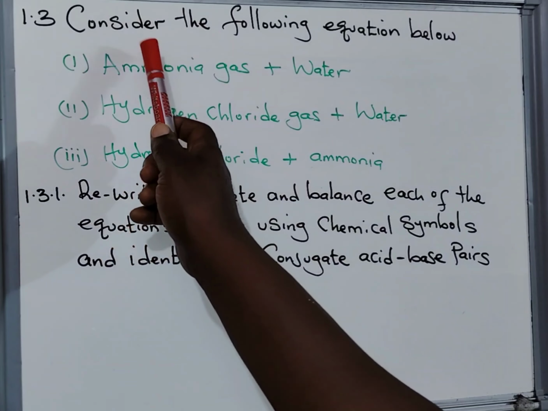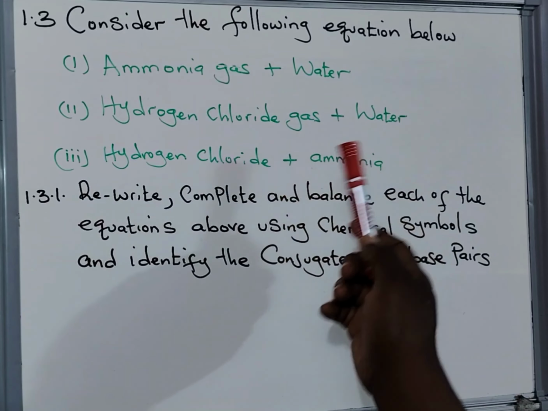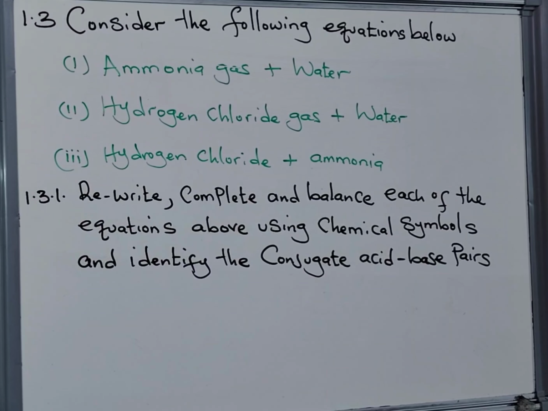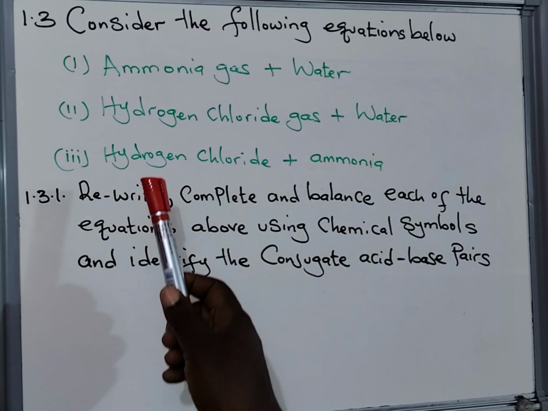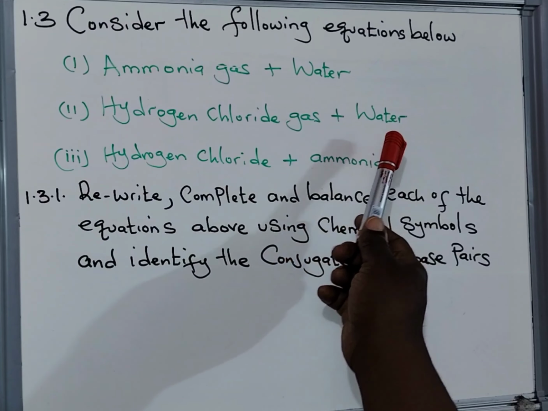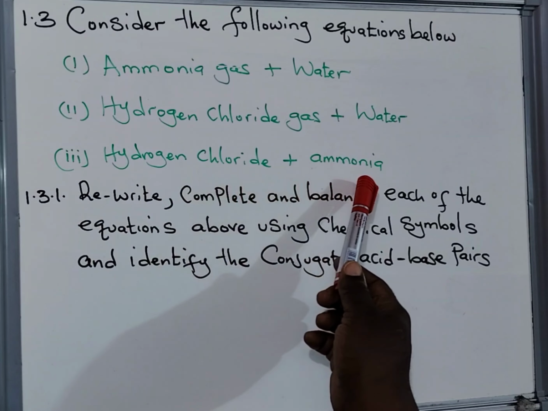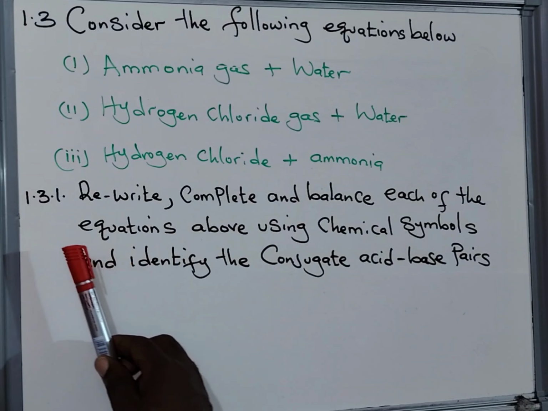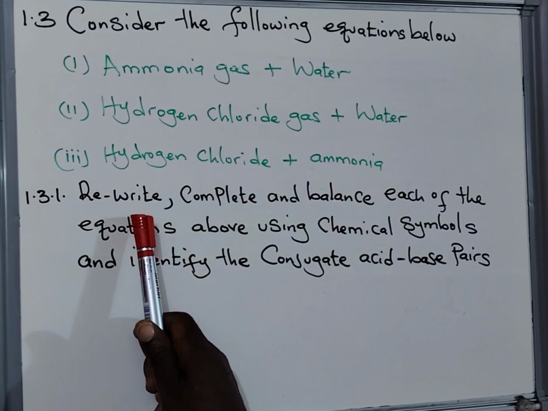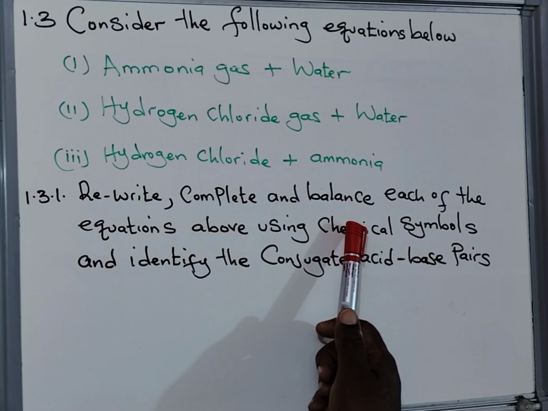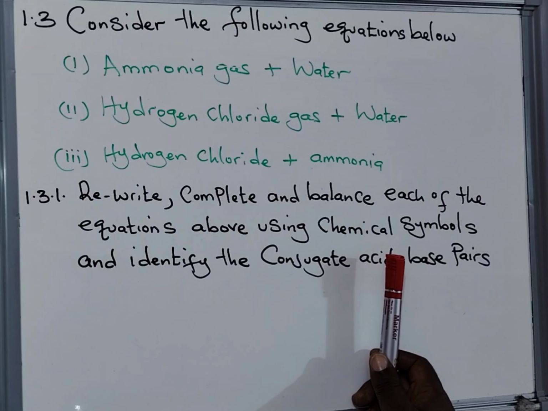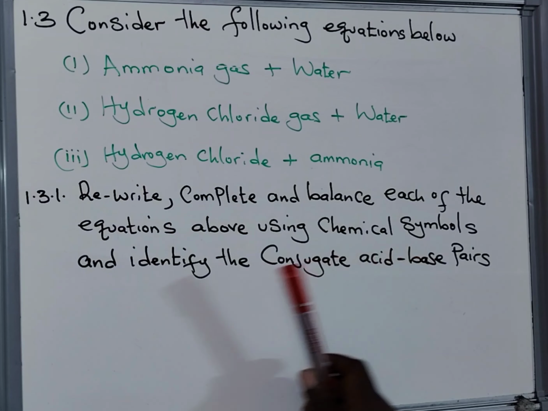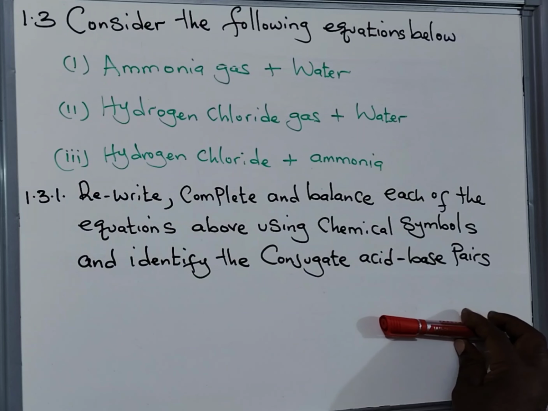This question says, consider the following equations below. Let us look at the equations. Ammonia gas plus water. Hydrogen chloride gas plus water. Hydrogen chloride plus ammonia. Then the question says, rewrite, complete, and balance each of the equations above using chemical symbols and identify the conjugate acid-base pairs.